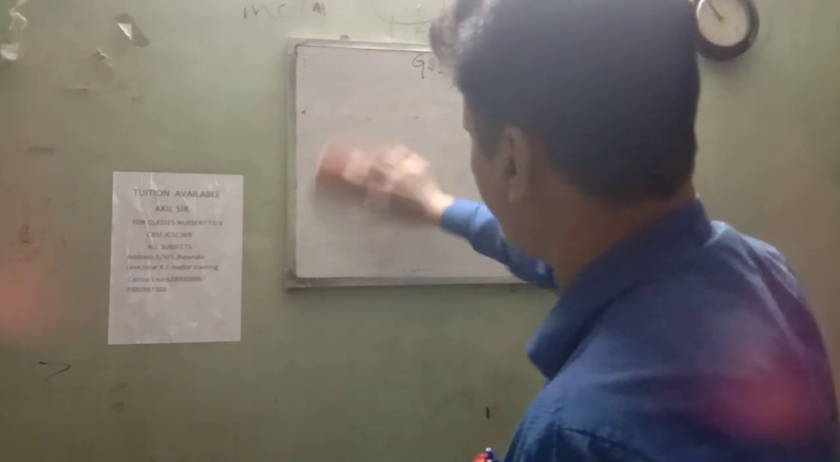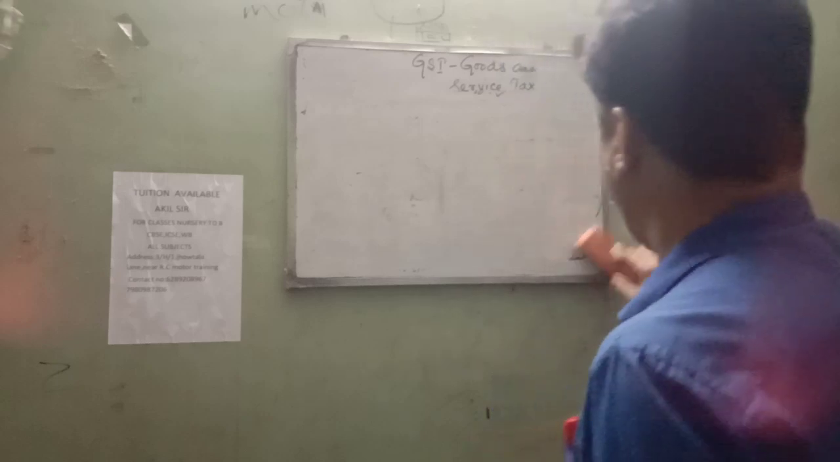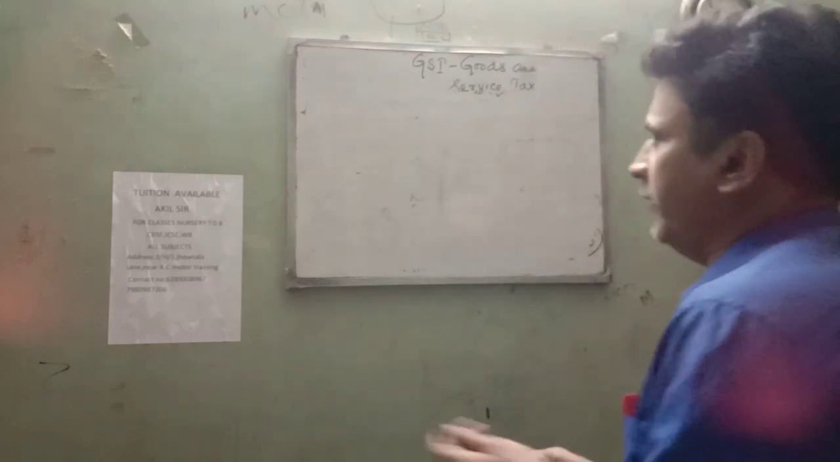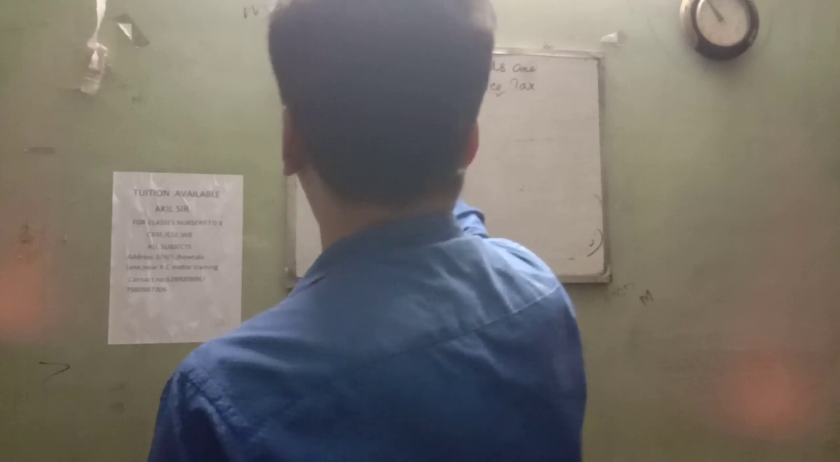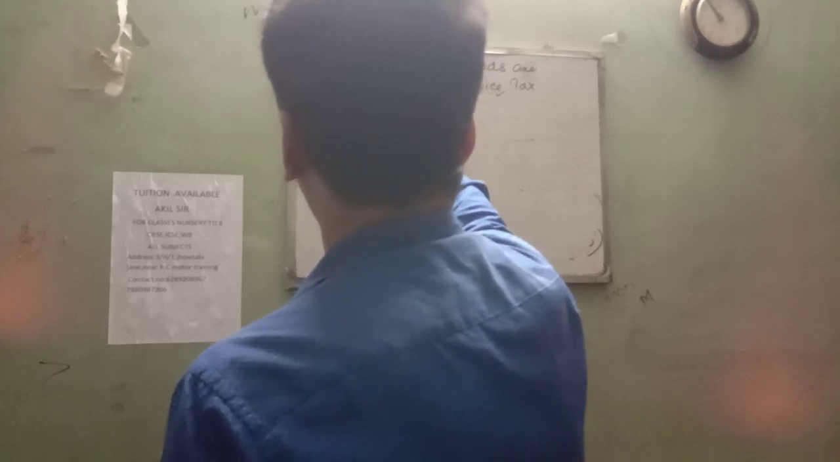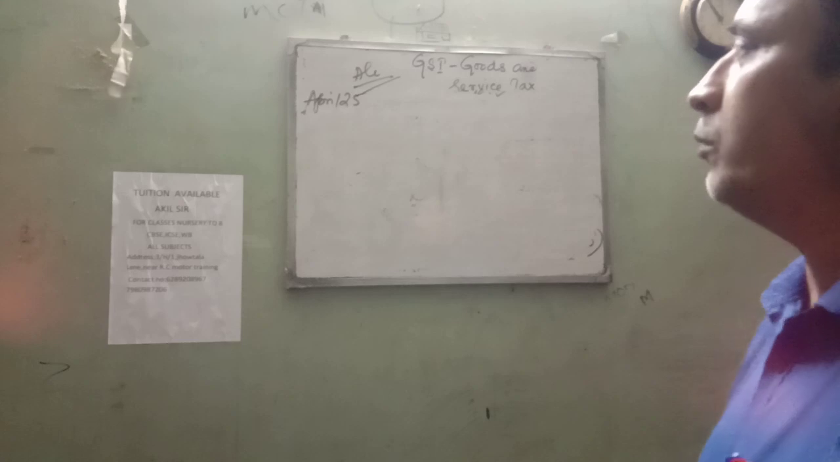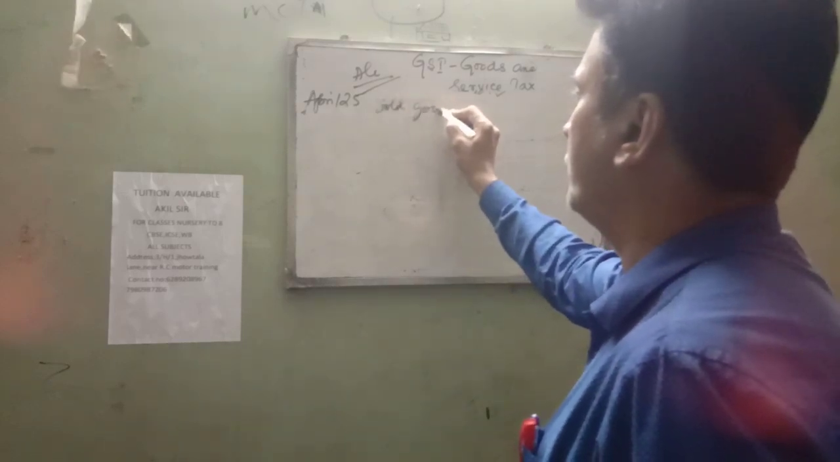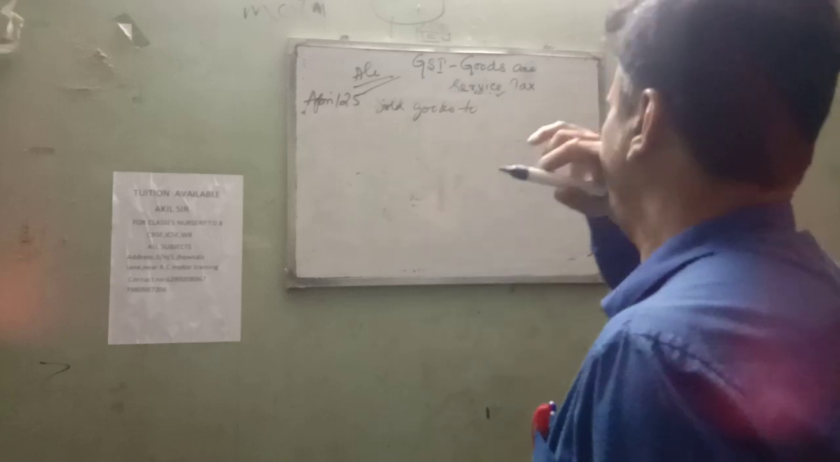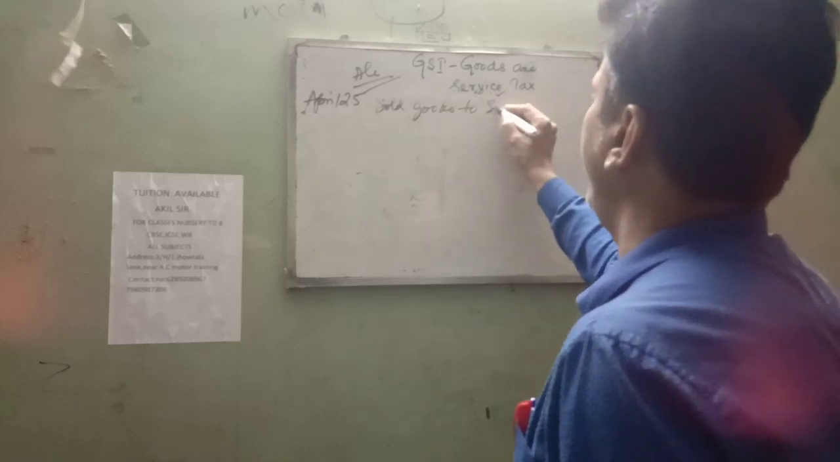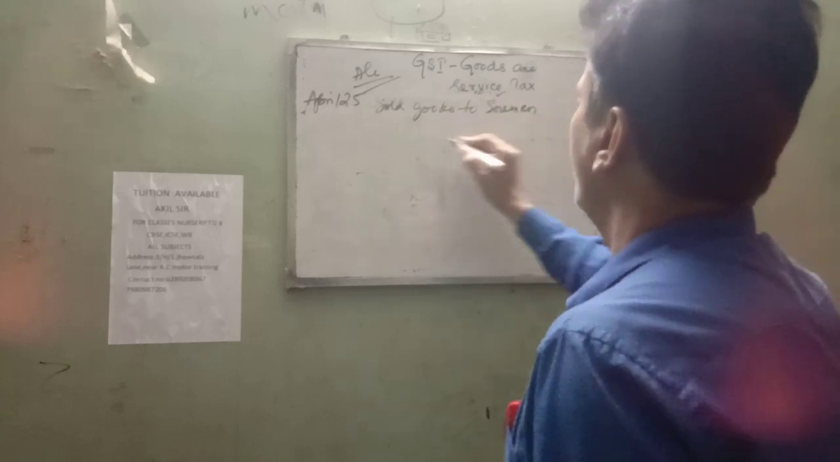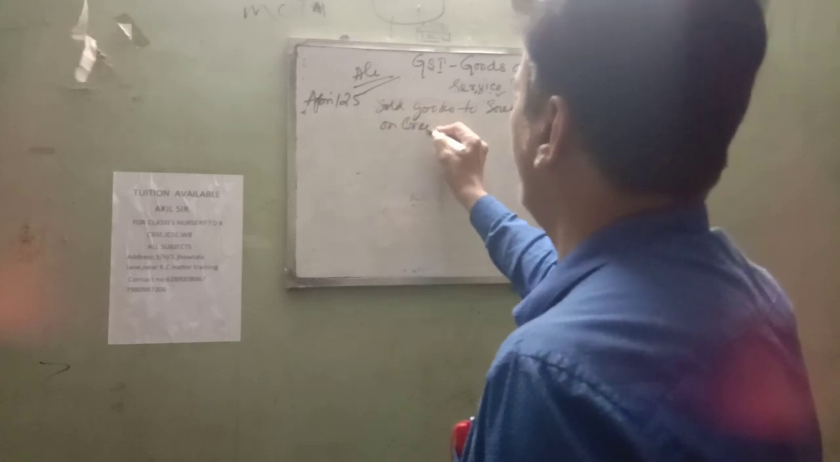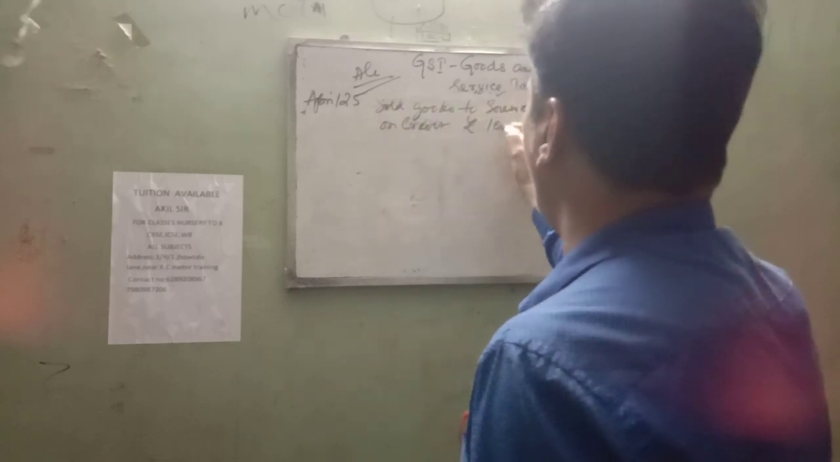Similar way, suppose it is given that on April 25th, same dealer, in the books of Mr. Ali, sold goods to Somen on credit amounting to rupees 1 lakh.